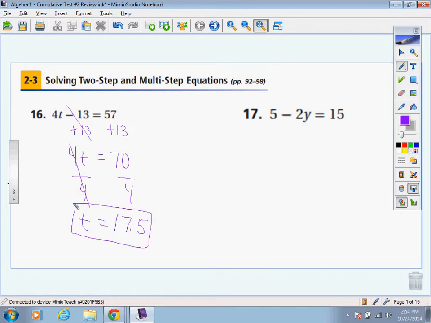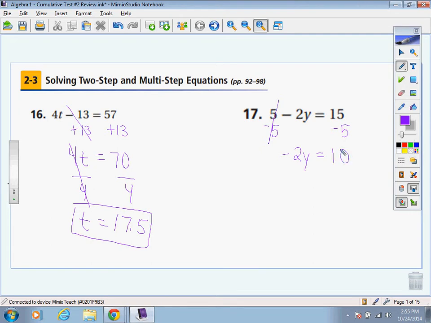So I would look at number 17 and try to approach it the same way. I want to get rid of the terms that don't have a variable. So this 5 right here, it's a positive 5. So the 2y is a negative here, or minus 2y. But the 5 that I want to get rid of is positive. So I will subtract it away from both sides. That's going to cancel the 5, and it'll leave me with negative 2y. And 15 minus 5 is 10.